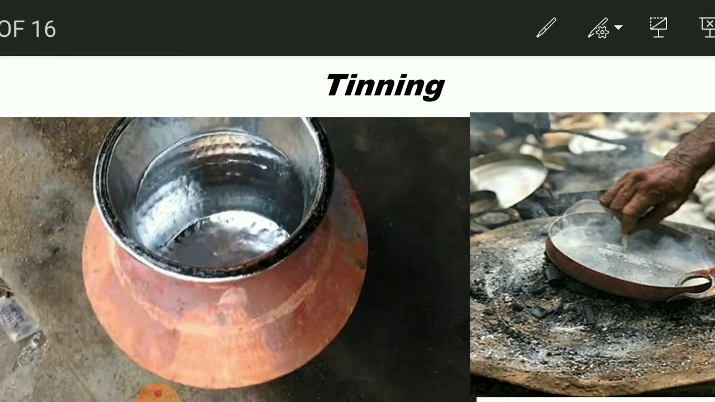If copper or brass is bare and you keep buttermilk or some acidic substance inside, it will get spoiled. So tinning helps to prevent all these damages to our body as well as to the articles.